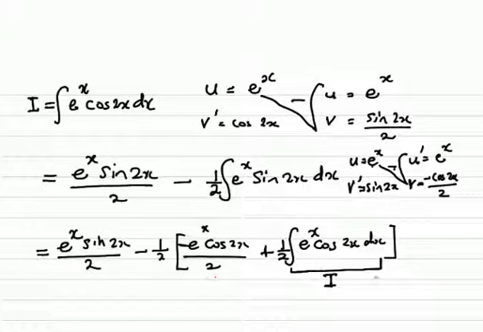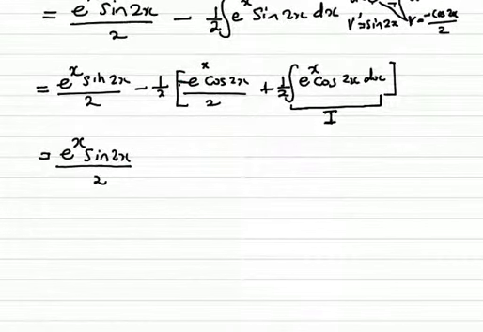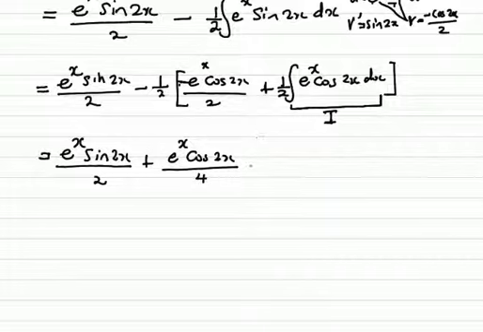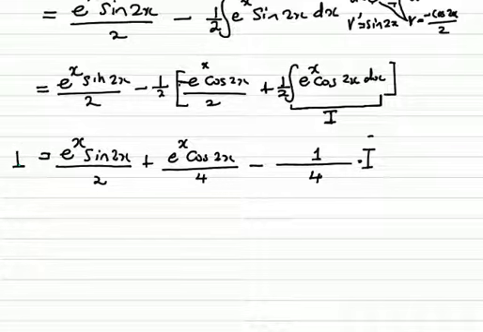Let's first of all remove these big square brackets, which means we're going to have e to the power of x sine 2x over 2. The minus sign will give us a plus, then you get e to the power of x cosine 2x all over 4, then this minus sign and that plus sign are going to give us a minus, and then we're going to have minus 1/4 multiplied by I, because that is our I there. So at this stage we've got I on the right hand side of the equation and I on the left hand side.